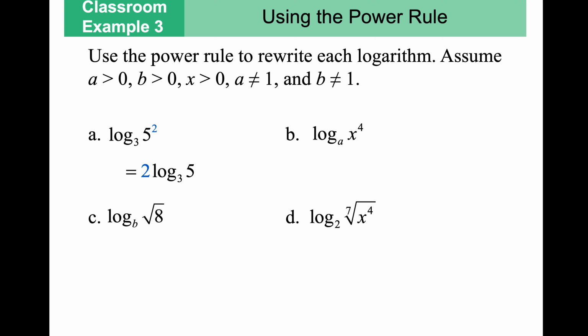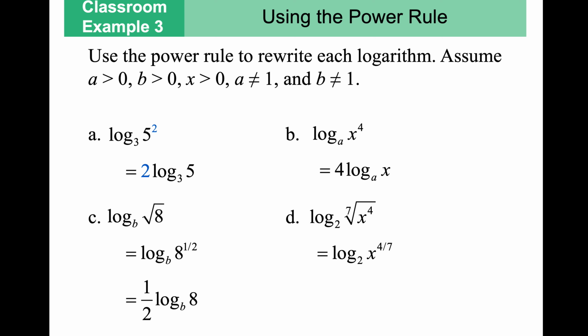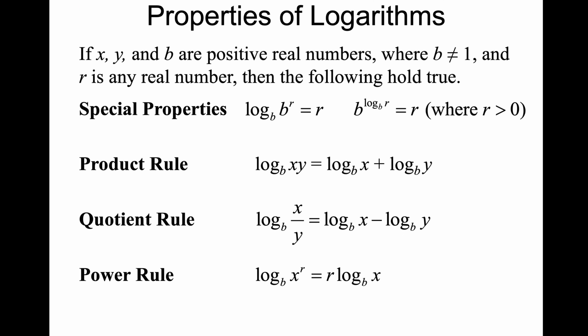B is going to be the same property. I can bring that 4 to the front. Now in C, you have to stop and think, what is the square root of 8 as an exponent? Well, it's going to be 8 to the 1/2. Then I can bring the 1/2 to the front. In D, this can also be written as a rational exponent of x to the 4 over 7, where 4 over 7 can come to the front.